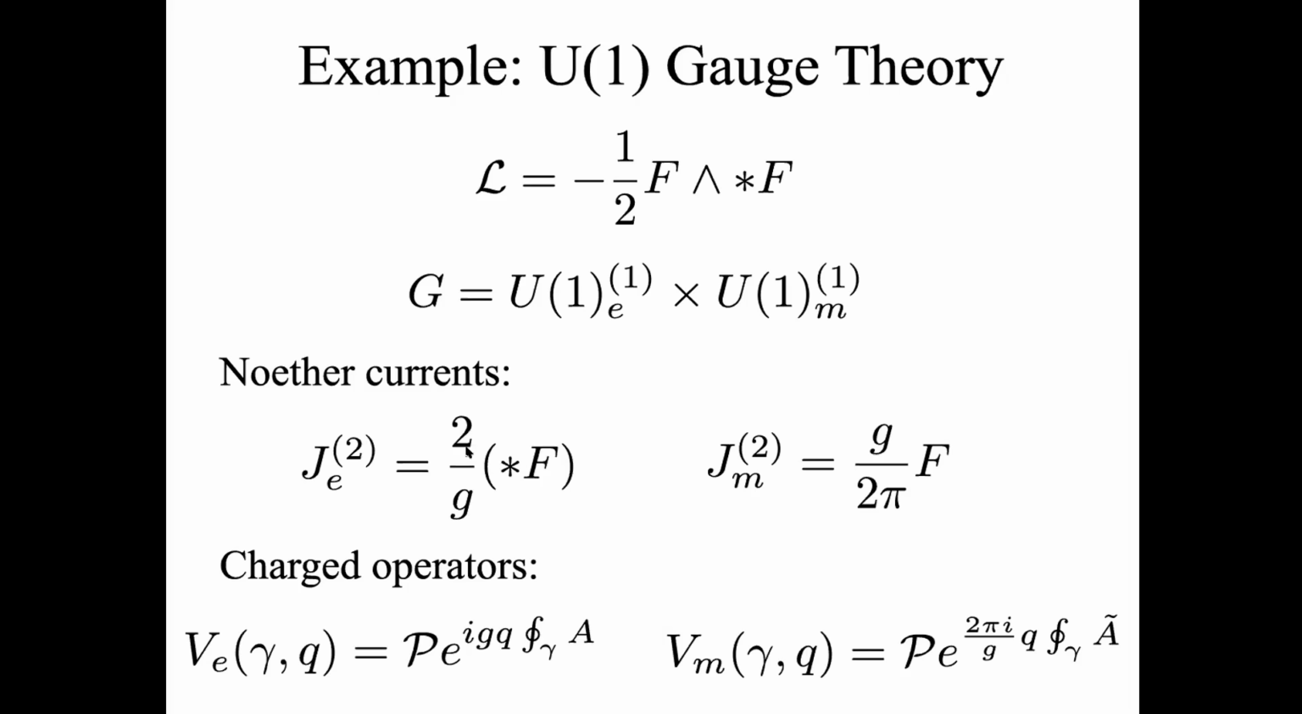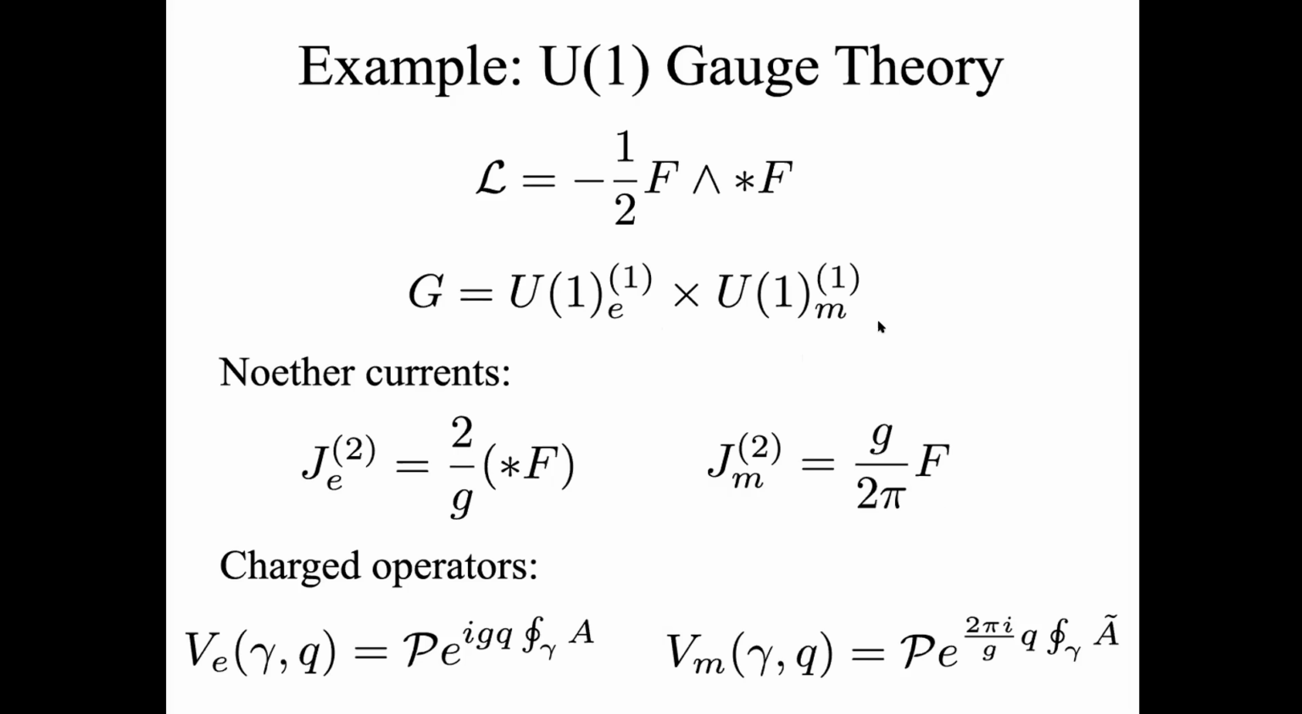The electric current is given by star F, up to normalization factors, and then the magnetic current is given by F. And the statement that these currents are conserved follows simply from Maxwell's equations. In the absence of any electrically charged particles, d star F equals 0. In the absence of any magnetic monopoles, dF equals 0.